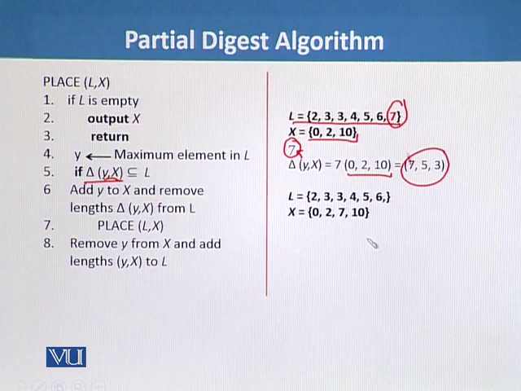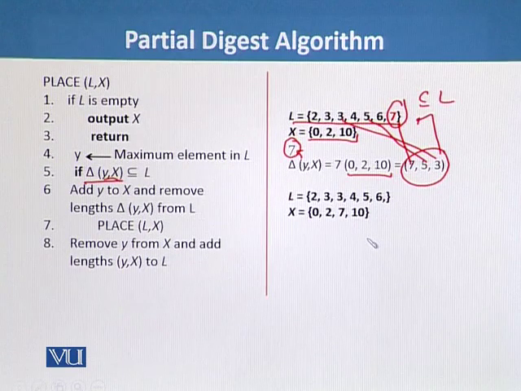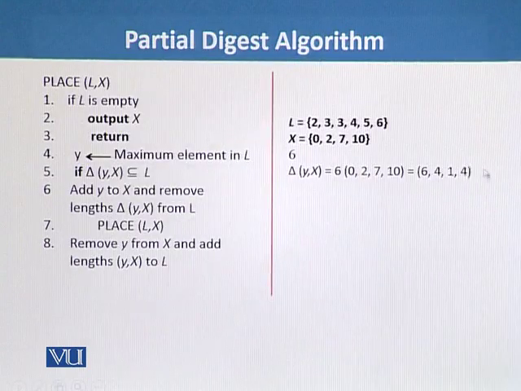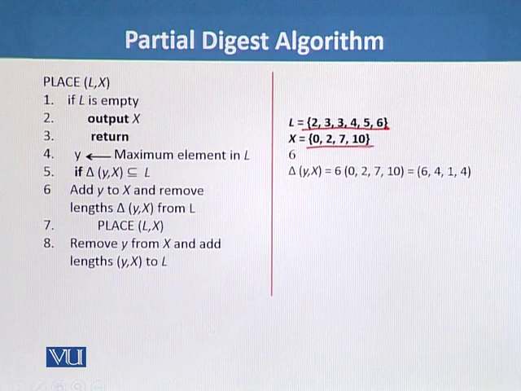So we can see here 7 is here, 5 is here and 3 is here. So it is a subset of L. So we add the 7 in the X, so it will become 0, 2, 7 and 10. So this way we will continue and we will get the answer. So in the next slide, we will see that now the value of L is 2, 3, 3, 4, 5, 6, and we have got the X as 0, 2, 7, 10.